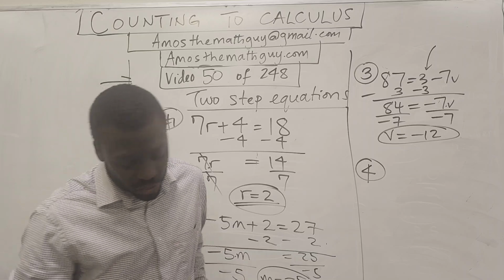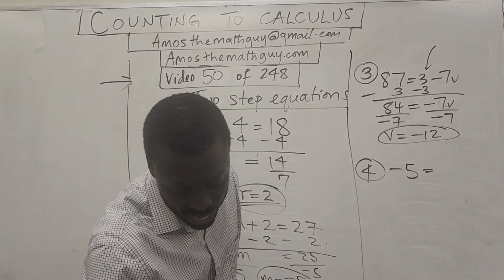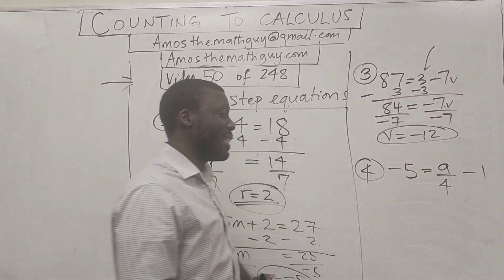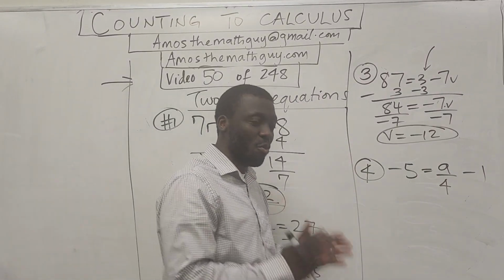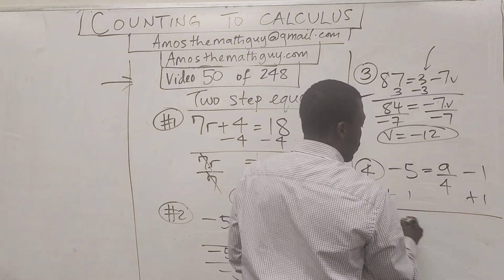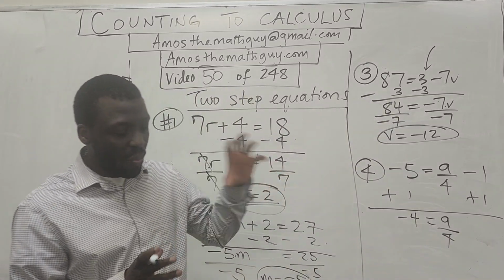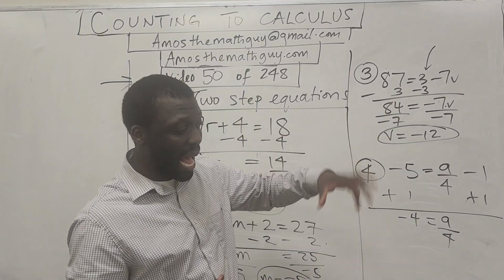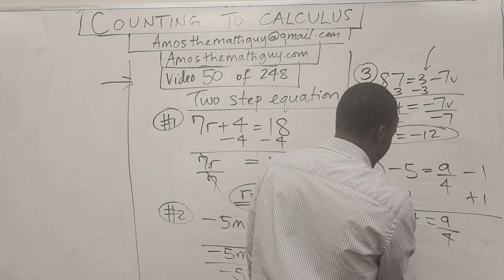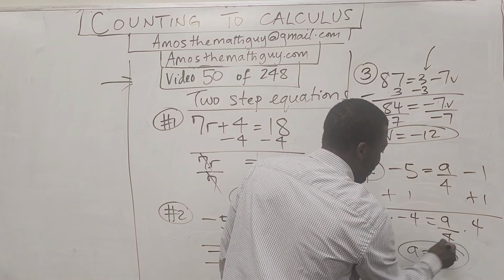Let me do one that is a little odd. Negative 5 is equal to a over 4 minus 1. Okay, in this case, we still use the same rule. We need to get rid of this 1. So we have negative 4 is equal to a over 4. Okay, so we got rid of the negative 1 by adding 1 to both sides. Now we need to multiply both sides by 4. So then a is equal to negative 16.